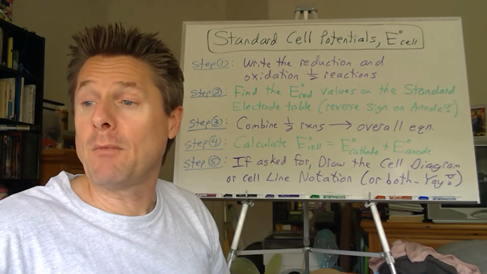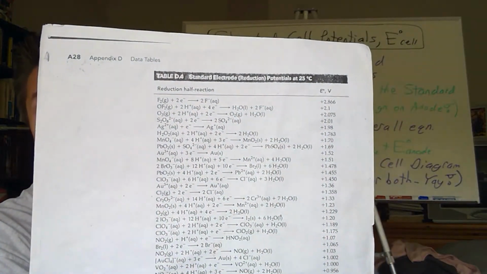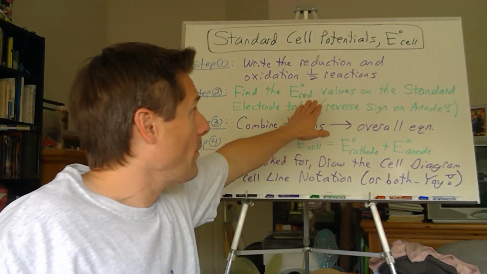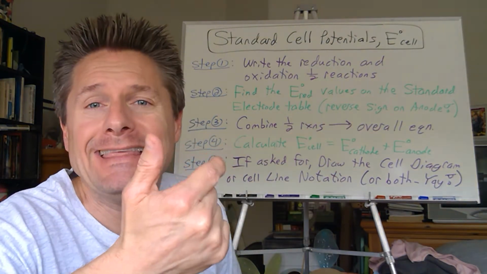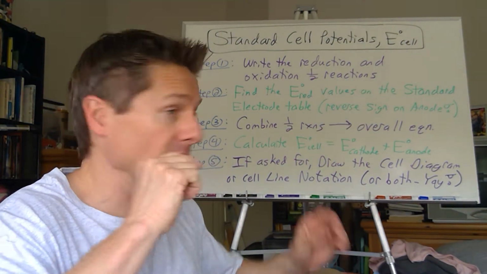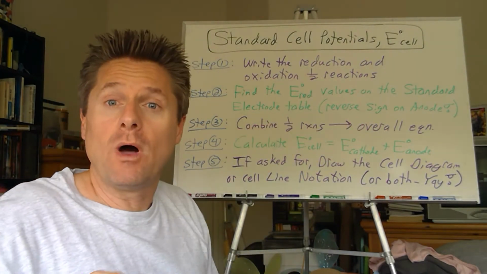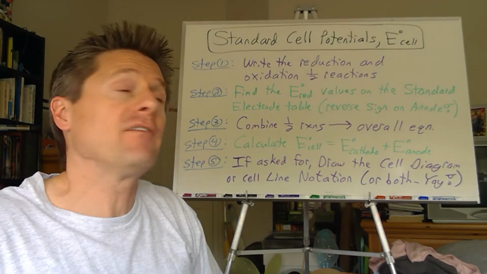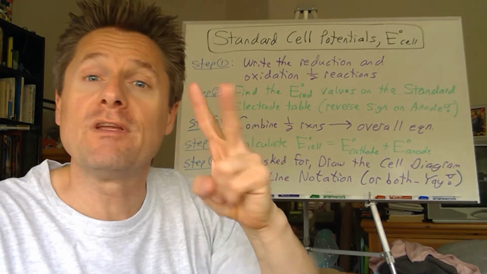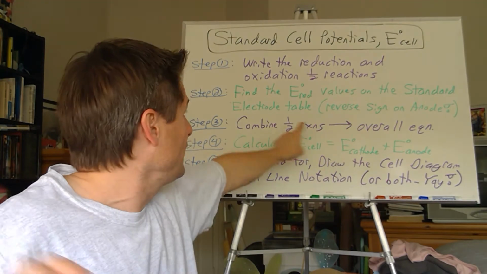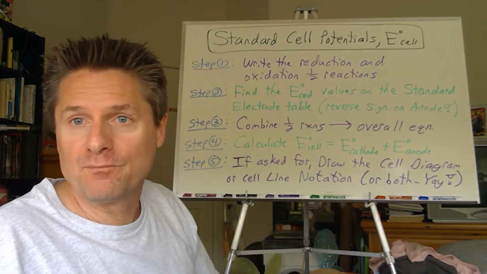Step 2, find them on the table, right? That takes the most time. You're like, where is the stupid thing? Write them down and find the standard electrode potential and write that value down next to it. If it's the cathode, the reduction one, then it is the value on the table. If it's the anode one, you're reversing the equation, so you have to change the sign on it so that you can do step 4 later.